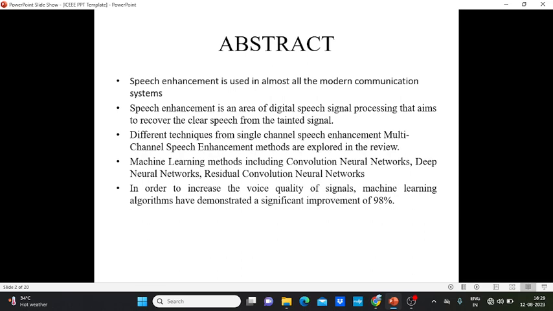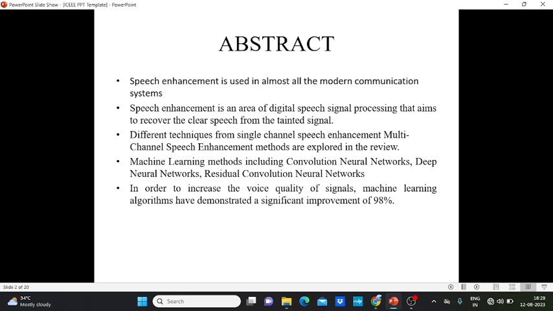In all aspects, meaning crowded areas, cinema theaters, railway stations, bus stands, whatever it is, in the crowded areas all these noises are present. The original speech is degraded by this noise signal. So our aim is to remove the noise from the original speech signal.